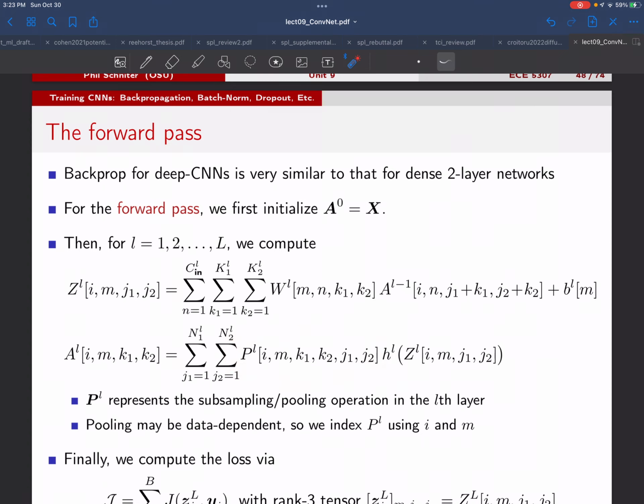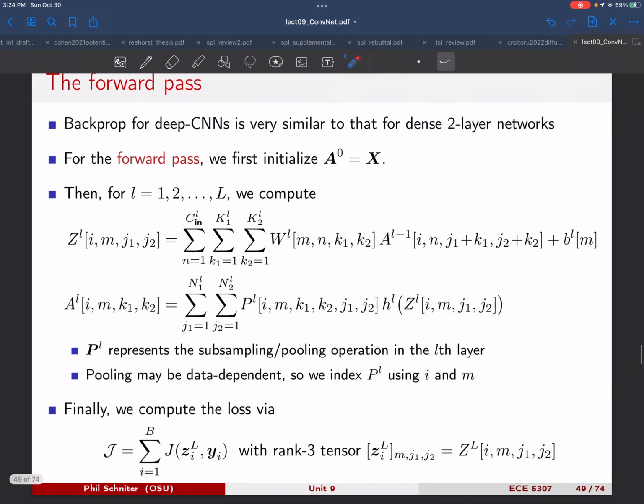Remember that the effect of pooling can depend on the data itself. If we do max pooling, we don't know how to do the max pooling without actually looking at the data to see where the max is. As a result, we're putting all the indices into this pooling operation: the batch, the output channel, the output pixels, as well as the input pixels. So when we have all this flexibility, we can basically represent any kind of pooling operation that could have happened.